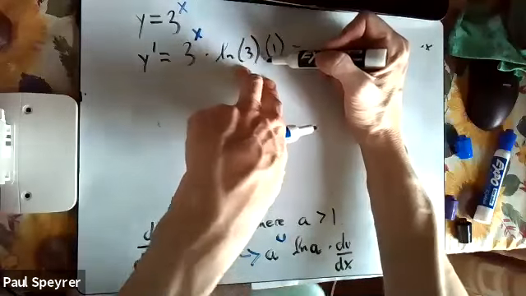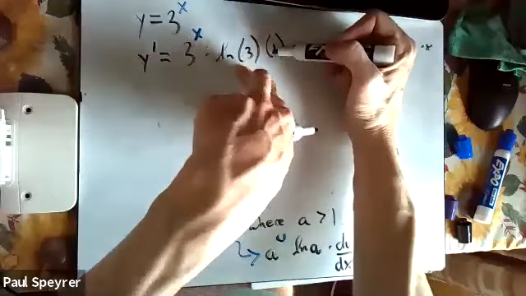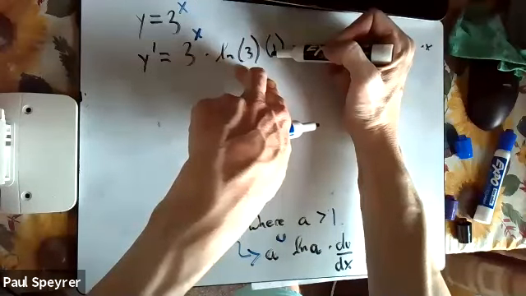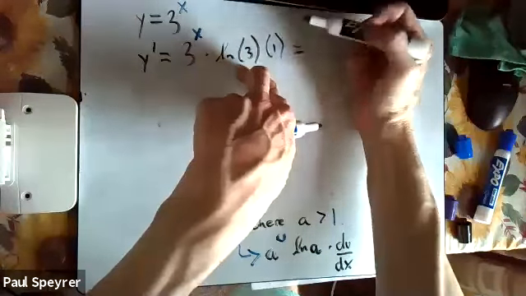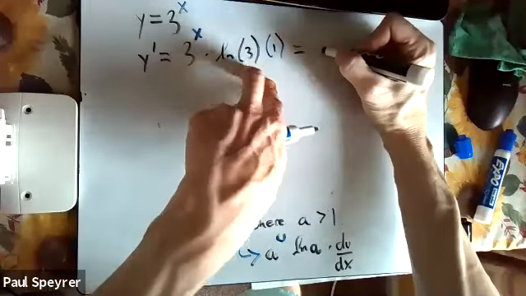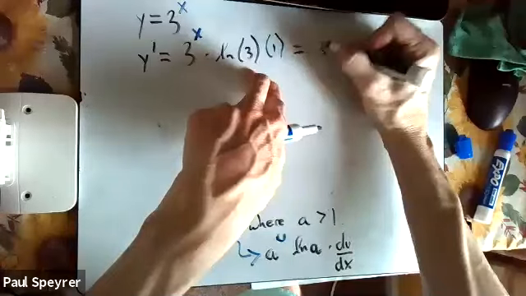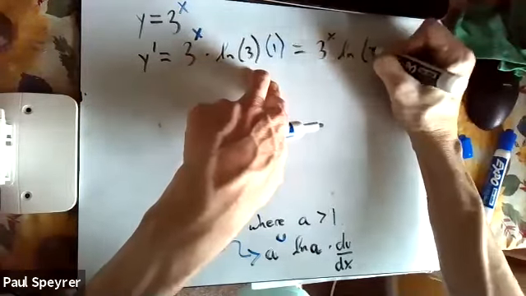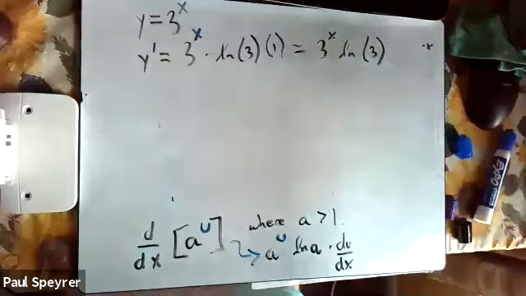Natural log of 3 is a constant. It is a decimal if you were to type it into your calculator, but do not put a decimal answer, okay? Not on WebAssign, not on the test. We want to leave everything in exact form. So it's just basically 3 to the x natural log of 3. That's your final answer right there.